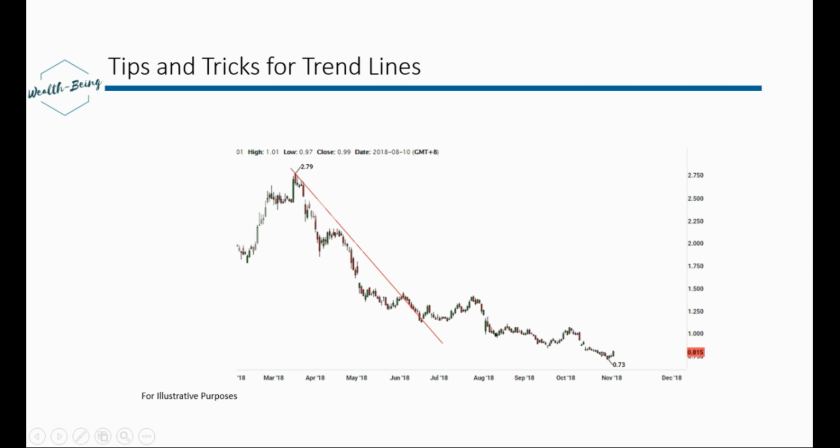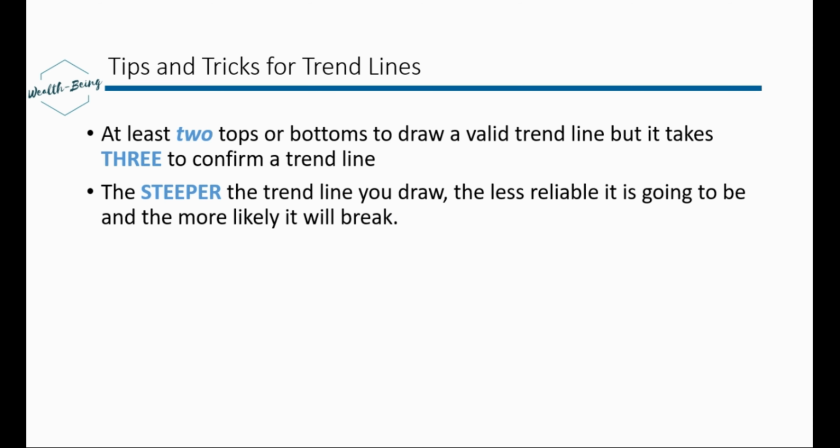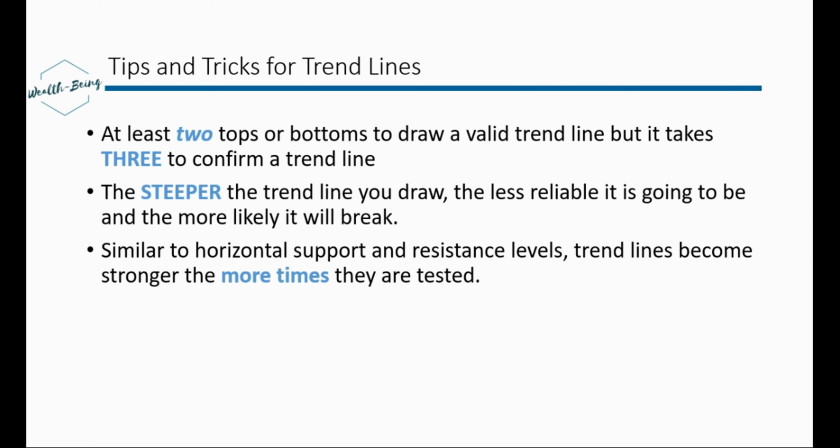Hence, it's likely to break out of the trend line as mentioned in that statement. So this is a breakout area. The third tip is actually similar to the horizontal support and resistance levels. Trend lines become stronger the more times they are tested. We mentioned this in our other video titled support and resistance. You may watch that video as well.